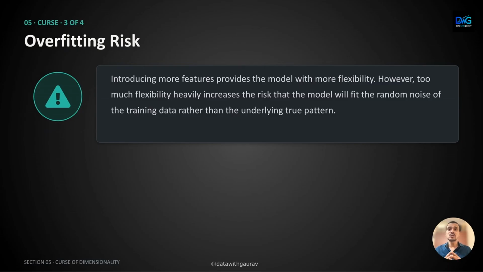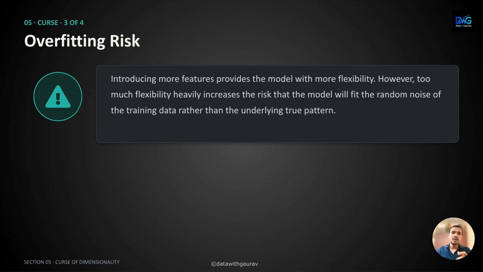So instead of capturing the true relationship between the features and the target variable, the model begins to memorize random noise, outliers, and accidental patterns present only in the training data. Think of it like a student preparing for an exam. One student understands the underlying concepts and can solve any new problem with confidence. Another student simply memorizes the answers to the previous year question paper. Both may perform well on familiar questions, but when faced with newer ones, the student who memorized will struggle. Machine learning models behave in much the same way.